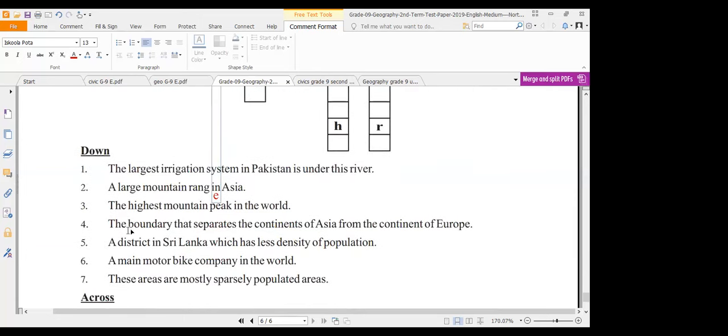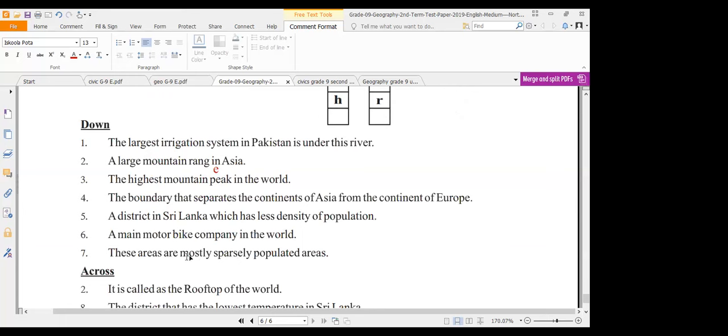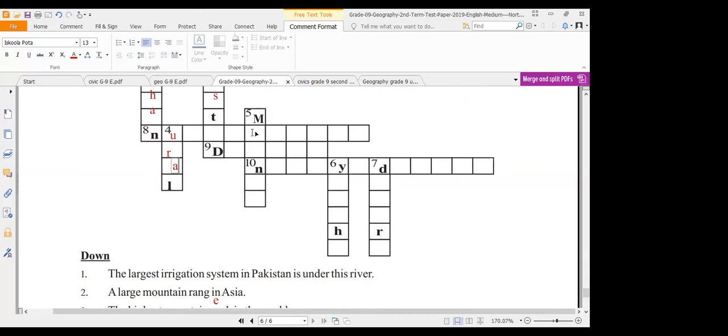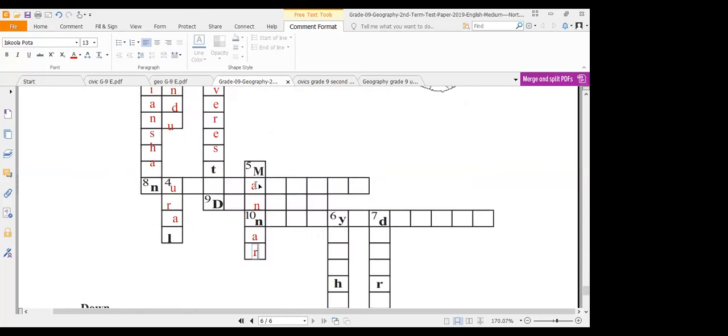Number 4: the boundary that separates the continent of Asia from Europe. Ural. Ural, yes. A district in Sri Lanka which has a low density of population. Number 5. Mannar. Yes. The main motorbike company in the world. Yamaha, yes.